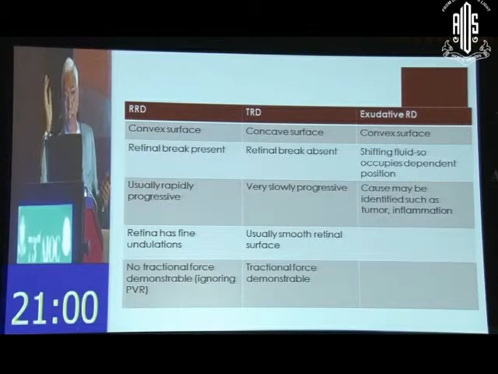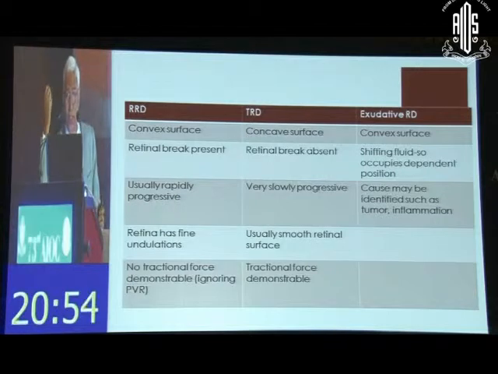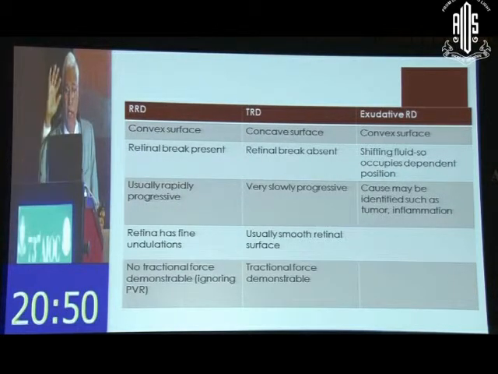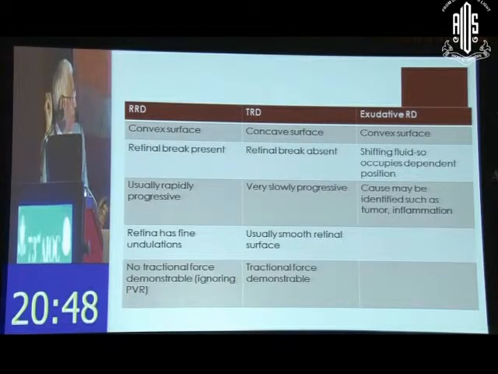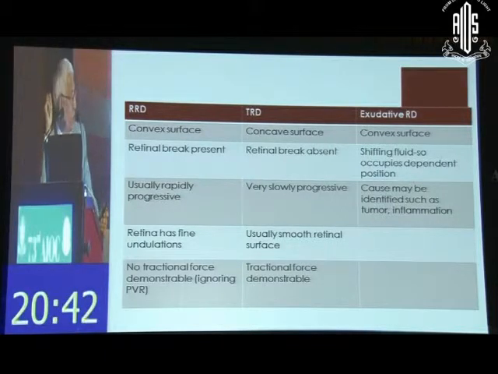While in a chronic detachment, the retina can become thin and transparent again, not opaque or opalescent like a fresh detachment. It doesn't have the fine undulations. It can be absolutely smooth, bullous in appearance. And there is no tractional force visible except when you have, of course, superadded proliferative vitreoretinopathy.